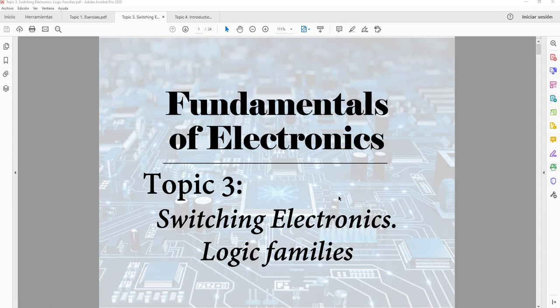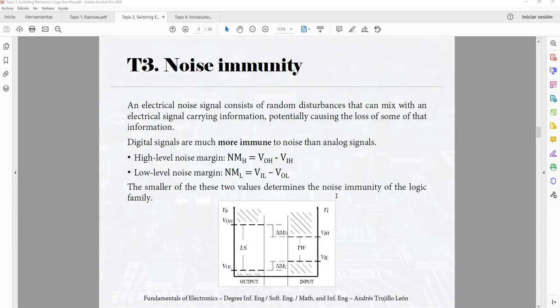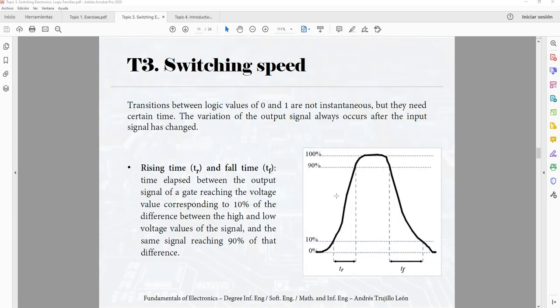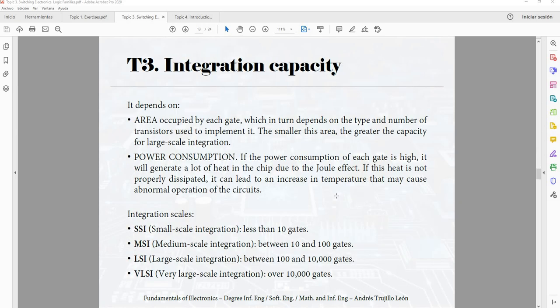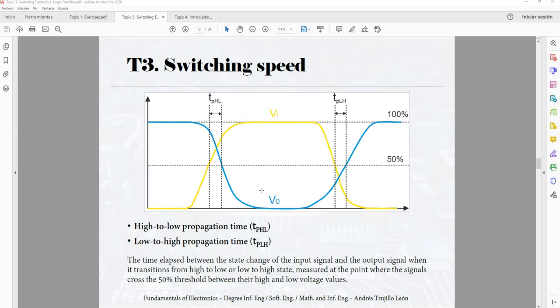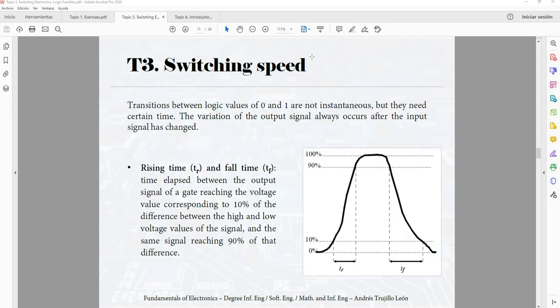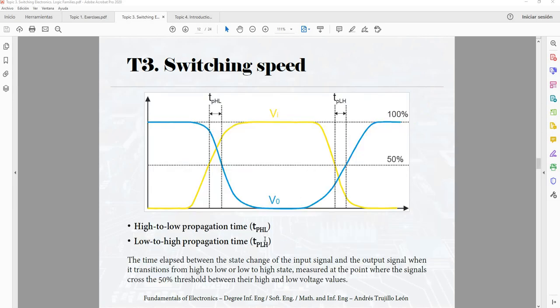So if you remember, we were seeing topic 3, and we started seeing the logic families. We saw some other parameters that you already know, such as the times, the switching speed, the rising and fall time, and also the propagation times, the high to low propagation times and the low to high propagation times, always measured comparing the input with respect to the output.